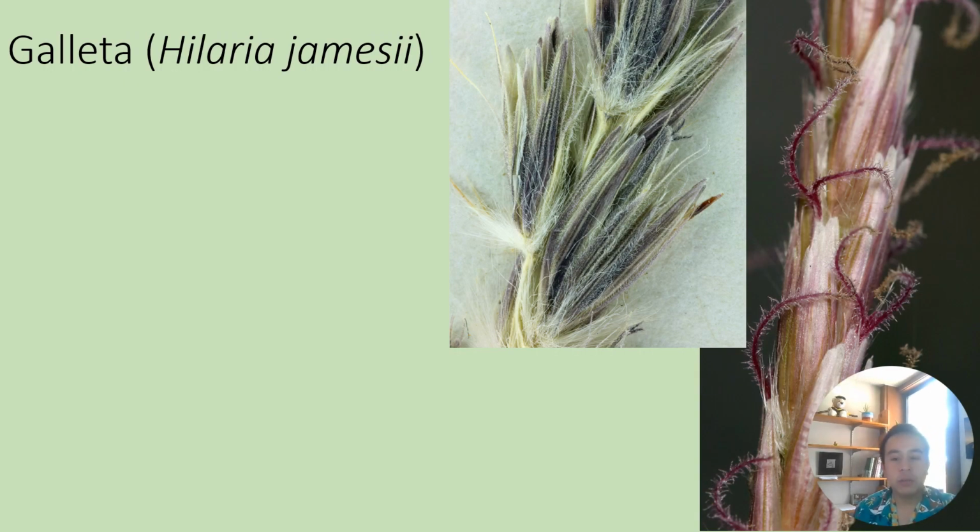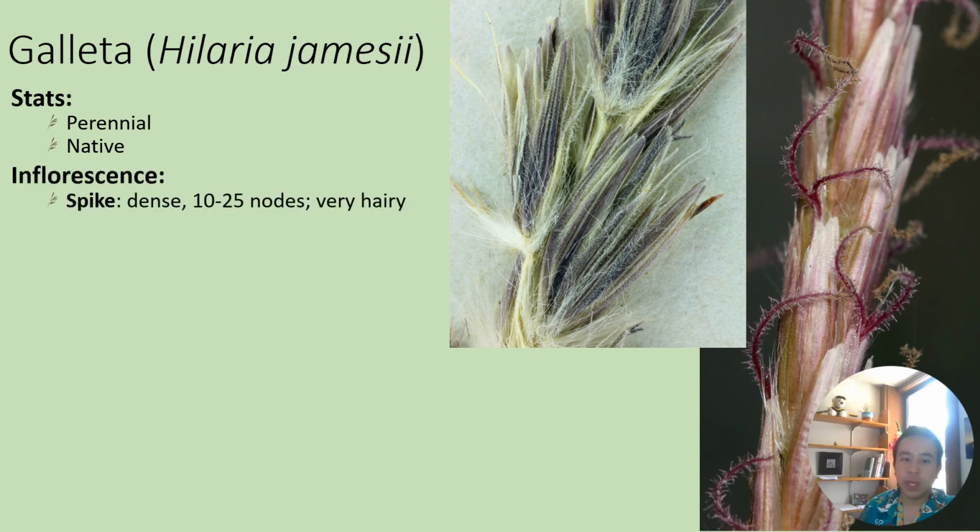So the last plant we'll have from Cynodonteae is going to be Galleta grass, Hilaria jamesii, and you can see its beautiful flowers right above me. In terms of its stats, it's also a native perennial grass, and for its inflorescence, it actually has a spike type, which we haven't had for a few weeks. It often is very dense with its spikelets, and has about 10 to 25 nodes, and often is very hairy, as you can see in the photo here.